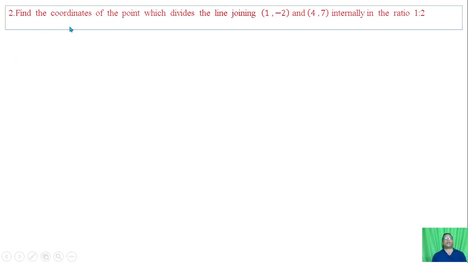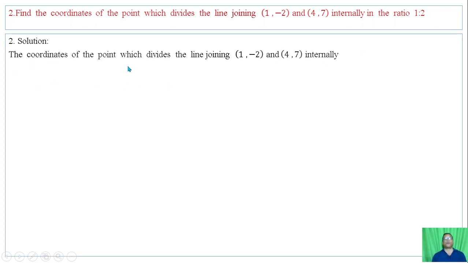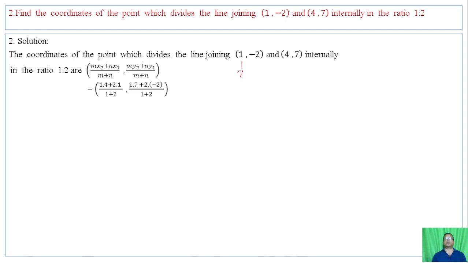For question number 2, find the coordinates of the point which divides the line joining (1, -2) and (4, 7) internally in the ratio 1:2. The coordinates of the point which divides the line joining (1, -2) and (4, 7) internally in the ratio 1:2 are this. Putting their respective values, this is x1, this is y1, this is x2, this is y2, and this is m, this is n. Putting their respective values and summing up, we get (2, 1).